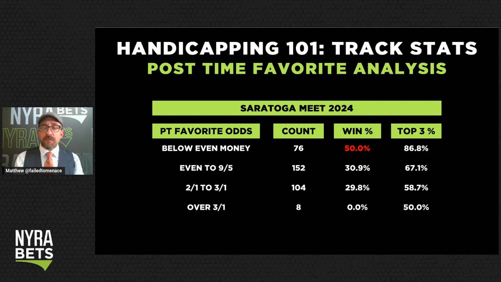Then I look at how even money to 9-5 horses are performing, 2-1 to 3-1, and then any horses that are favorites that are over 3-1. Now, that's not very common to find that last category. Usually really big field sizes, maiden races on the turf. Sometimes you'll see that sort of thing where the betting public's not really sure where to go, and you get a very lukewarm favorite in terms of a horse that's over 3-1 as your post-time favorite.